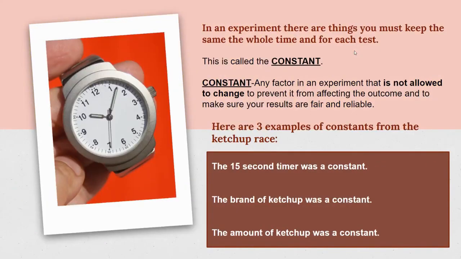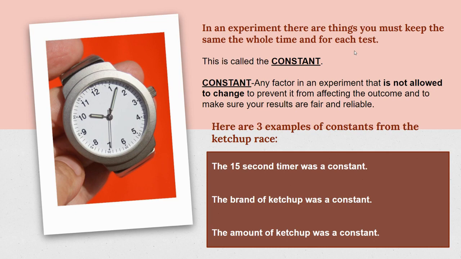In an experiment, there are things you must keep the same the whole time and for each test. This is called the constant. Constant: any factor in an experiment that is not allowed to change to prevent it from affecting the outcome and to make sure your results are fair and reliable.